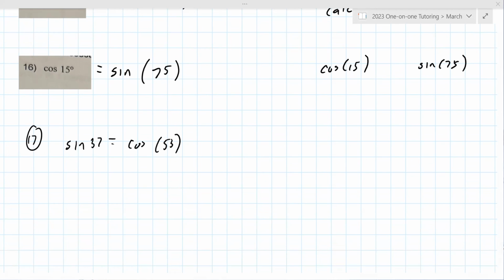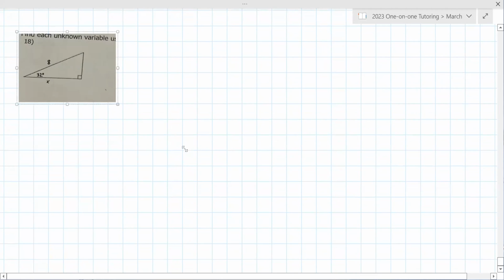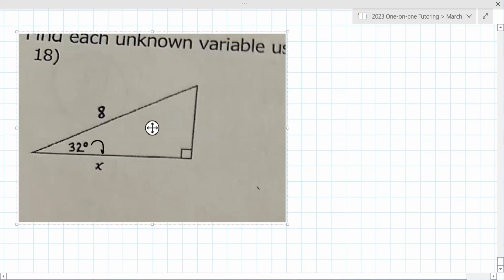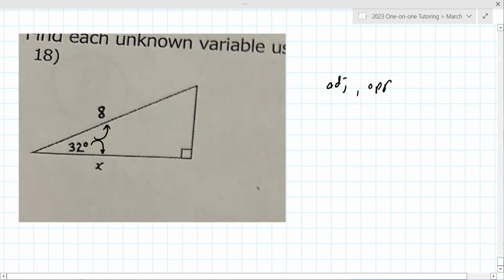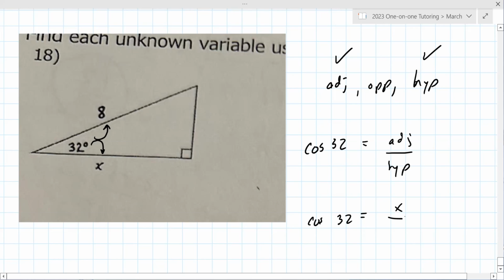All right, I'll try to explain one of these. We really need a full 10 minutes to kind of get through all this, but let's try here. All right, so relative to the given angle, what is x and what is 8? Your answers are adjacent, opposite, or hypotenuse. Is x the adjacent, the opposite, or hypotenuse? Adjacent. And what is 8? Hypotenuse. So which trig function uses the adjacent and the hypotenuse? It's cosine. So the cosine of 32 equals the adjacent over the hypotenuse. Cosine of 32 equals x divided by 8.